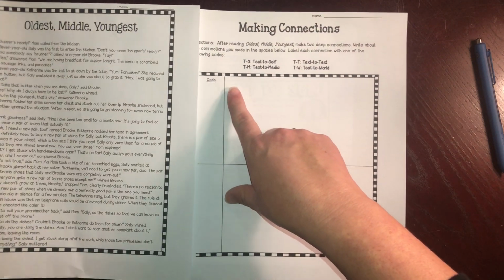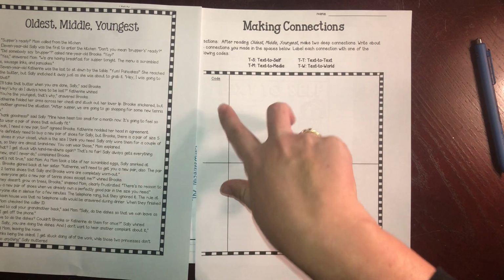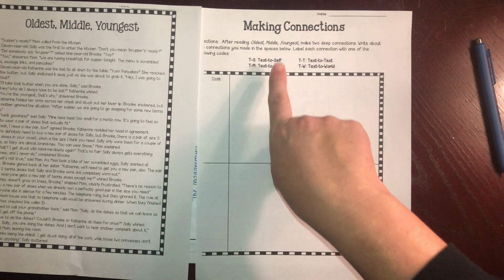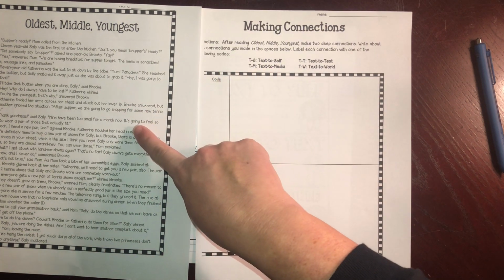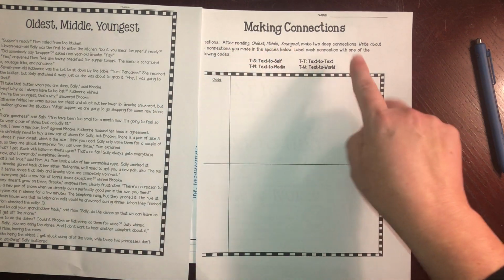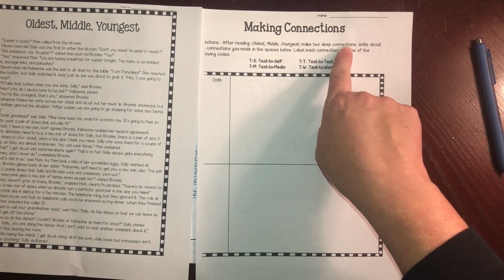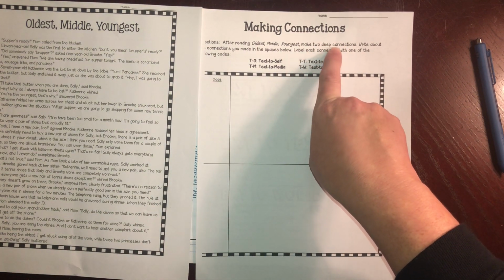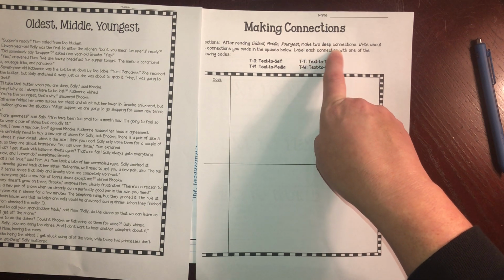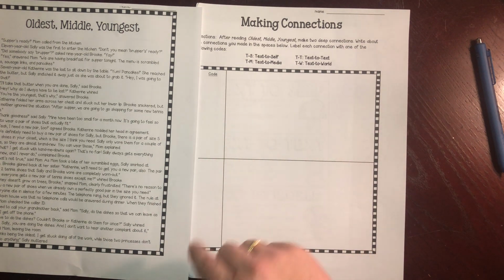If you wanted to use just a blank piece of paper, you could make 2 columns, and you're going to be recording connections that you've made to the text. So the directions are, after reading The Oldest, the Middle, and the Youngest, make 2 deep connections. So not just 2 connections, but 2 deep connections. That means that you have to provide a lot of thought and evidence with it. And write about the connections you made in the spaces below.